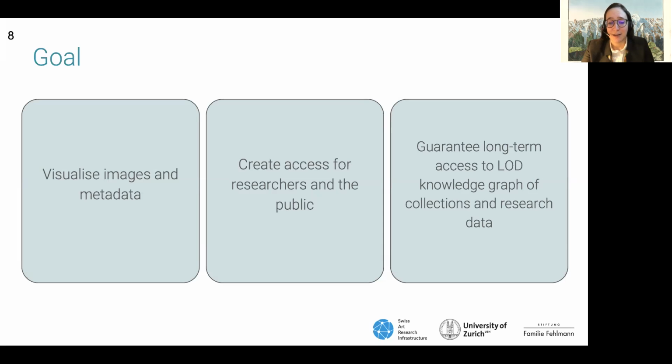Secondly, this visualization will be targeted not only towards researchers who will use the digital platform to enrich data that is already available, but also a more general public that wants to explore visual Switzerland in an engaging way. And thirdly, and this is something SARI has subscribed itself to, we conduct our work according to principles that ensure long-term access to the network of information created by the project.